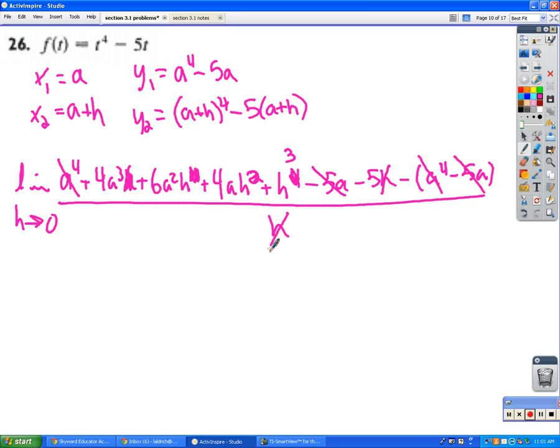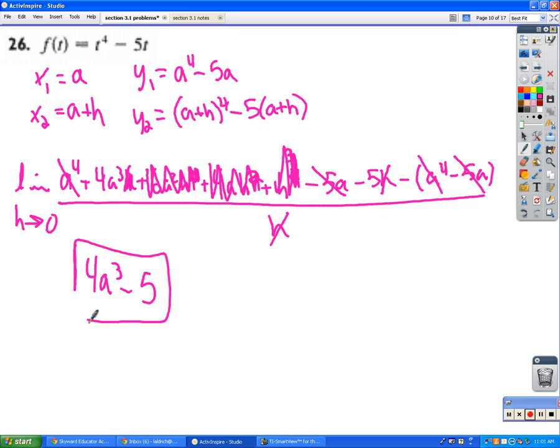Okay, and then you plug in 0 for all the h's, so this entire term will be gone. This entire term will be gone. This entire term will be gone. And your final answer is 4a cubed minus 5, which in section 3.3 we will learn how to do in less than 10 seconds.